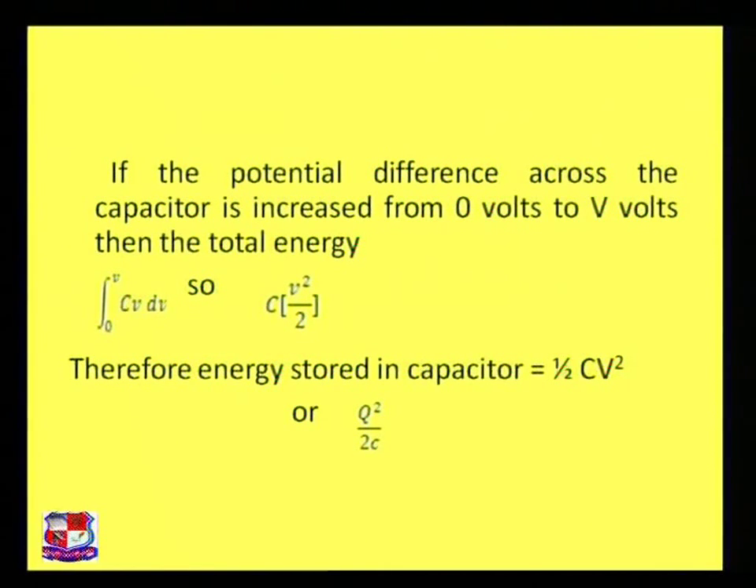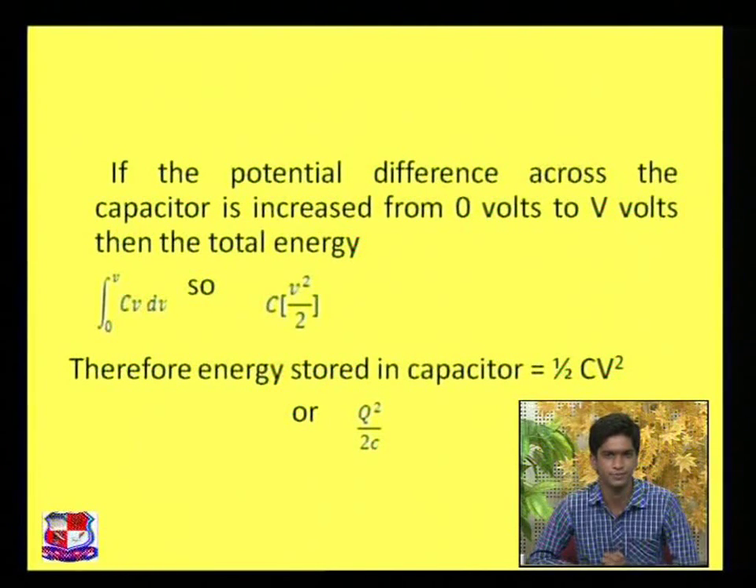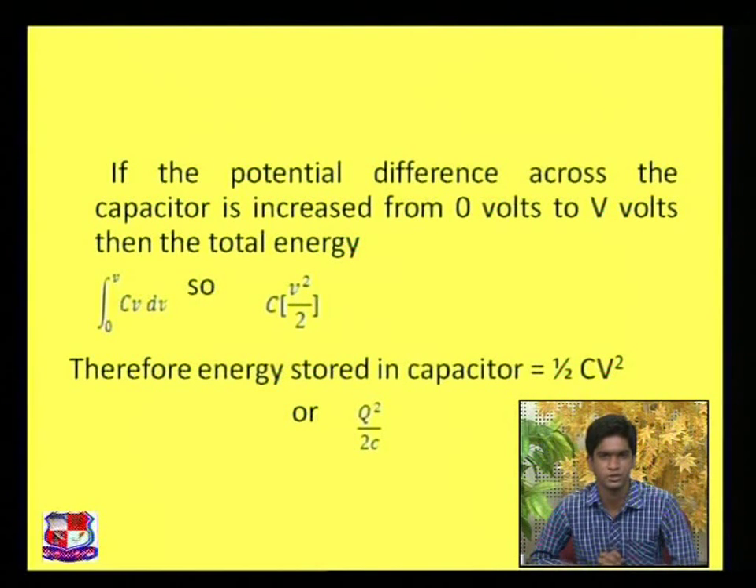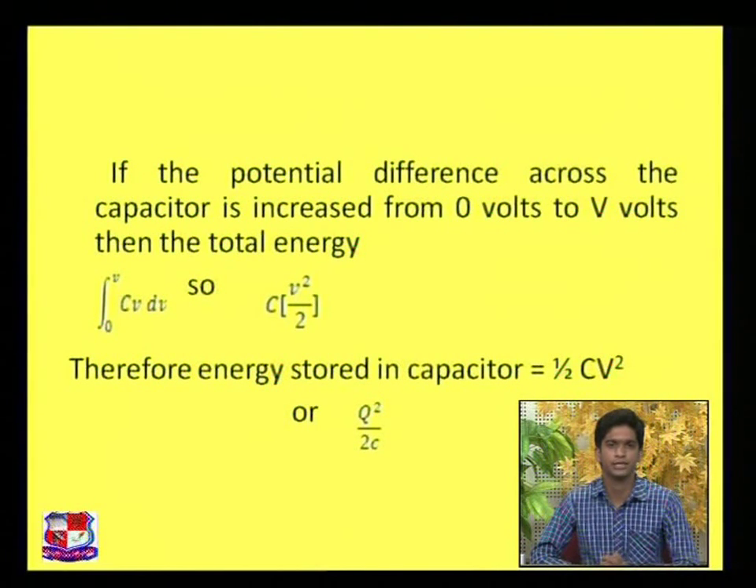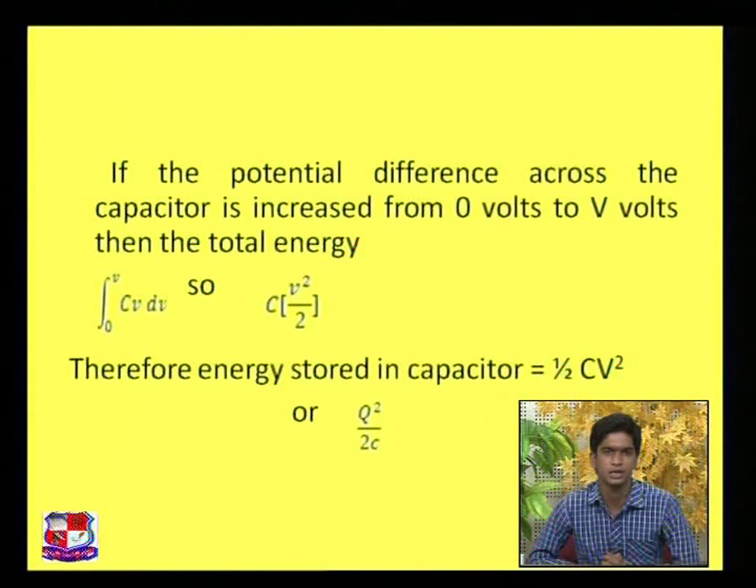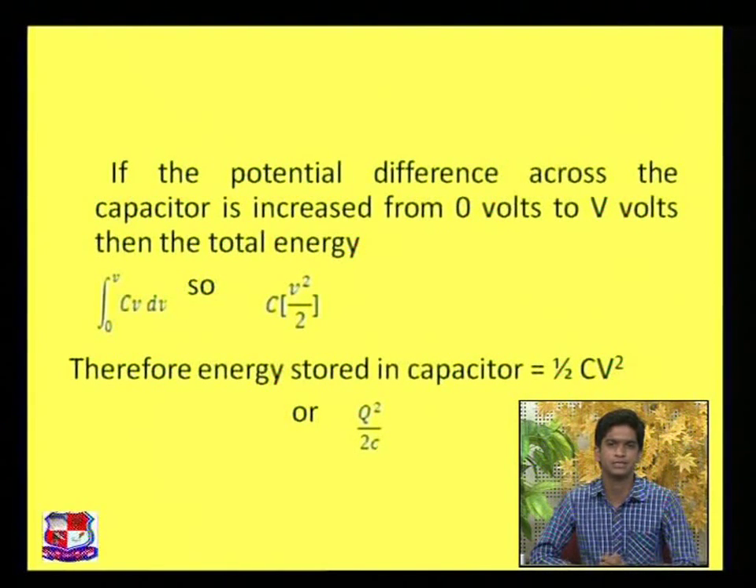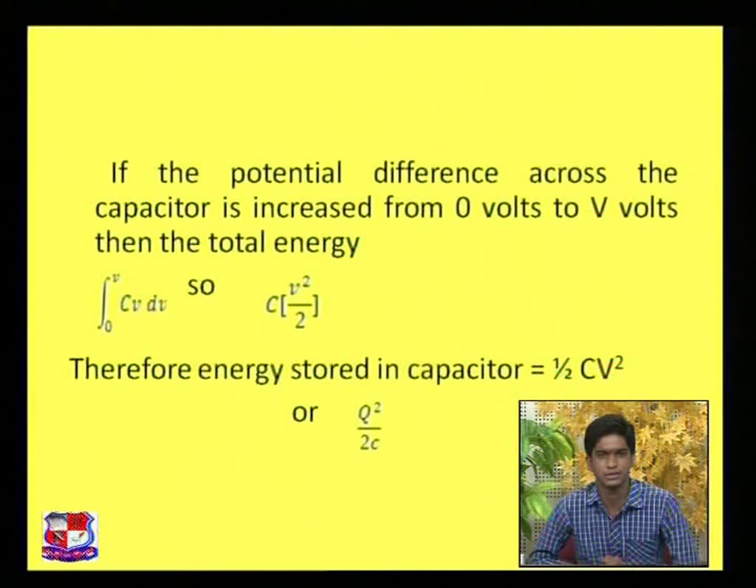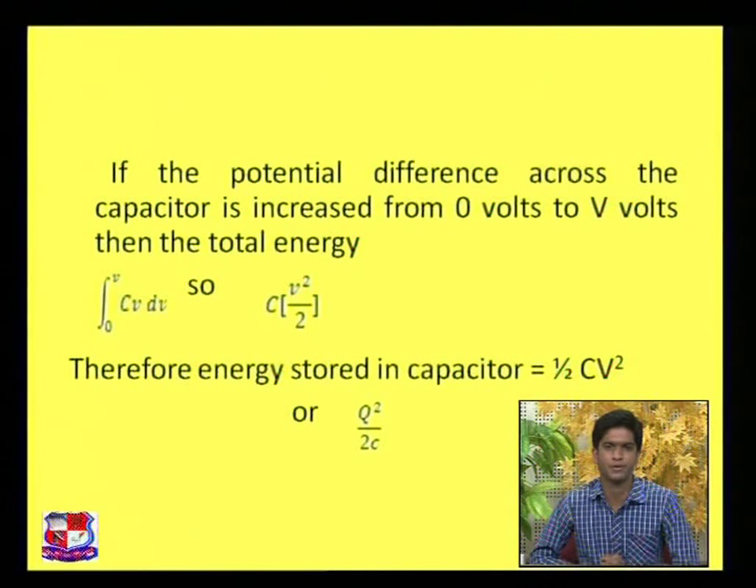Now if the potential difference across the capacitor is increased from 0 to V volts, it means we are integrating CV dV from 0 to V volts. After that we find that the integration comes as C into V square by 2. So that is the total energy stored in the capacitor. We have a formula: the energy stored in a capacitor is half CV square. And if you put the value of V as Q by C, then you will find that the energy stored in a capacitor is Q square by 2C.